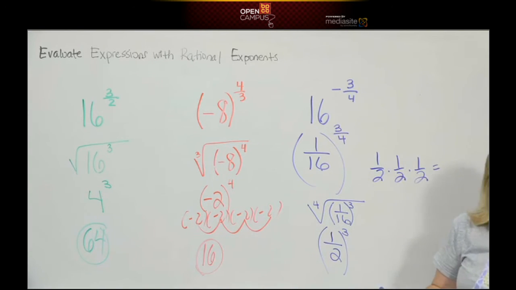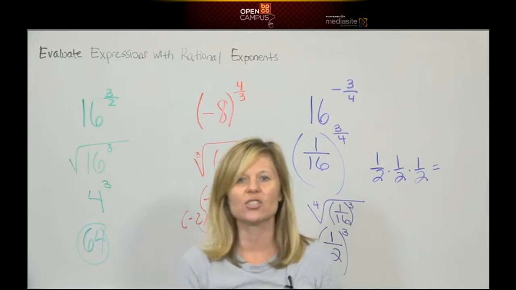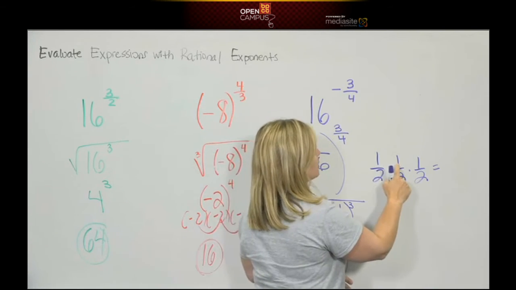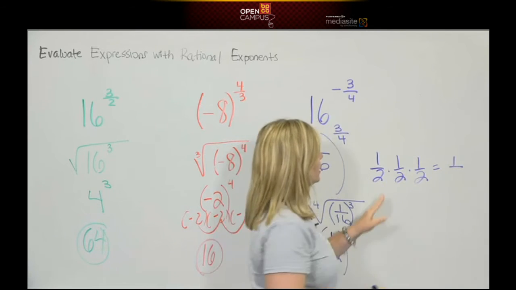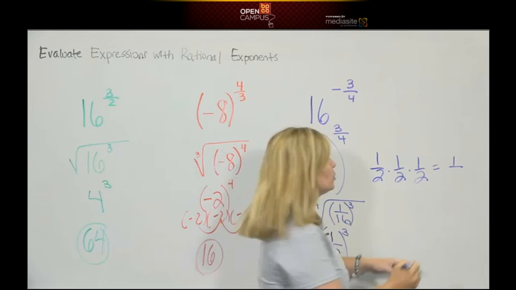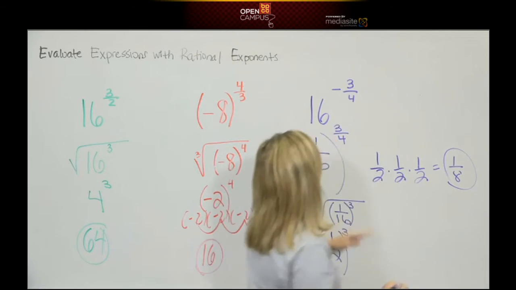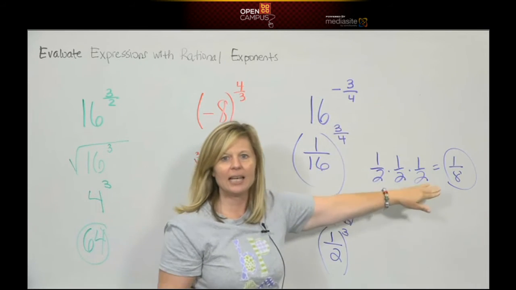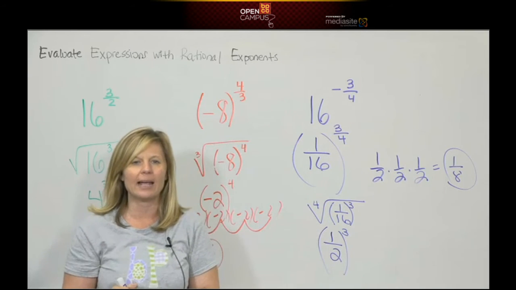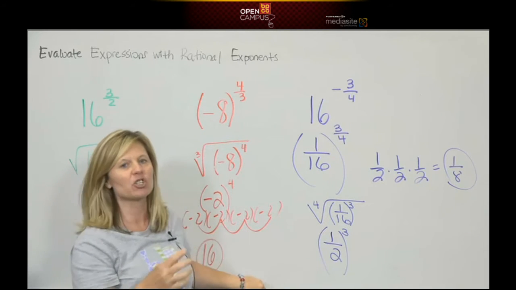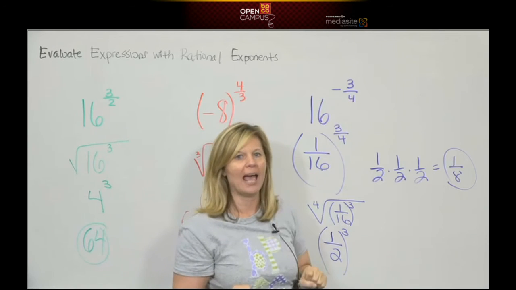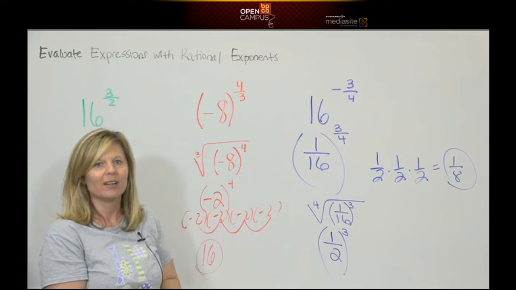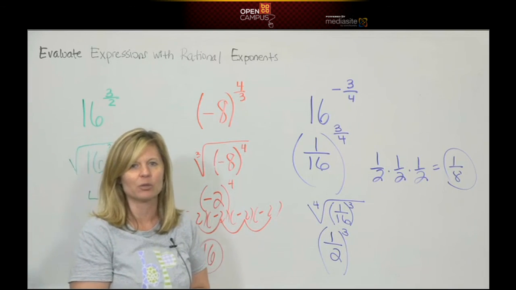And we're back to singing. Multiplying fractions is no problem. Top times top, bottom times bottom. 1 times 1 times 1 is 1. 2 times 2 times 2 is 8. So this expression, 16 to the negative 3/4, equals the fraction 1/8. And that is the connection between rational exponents and what we've been working on, radicals, roots. Okay, we're ready to move to the next module. See you then.